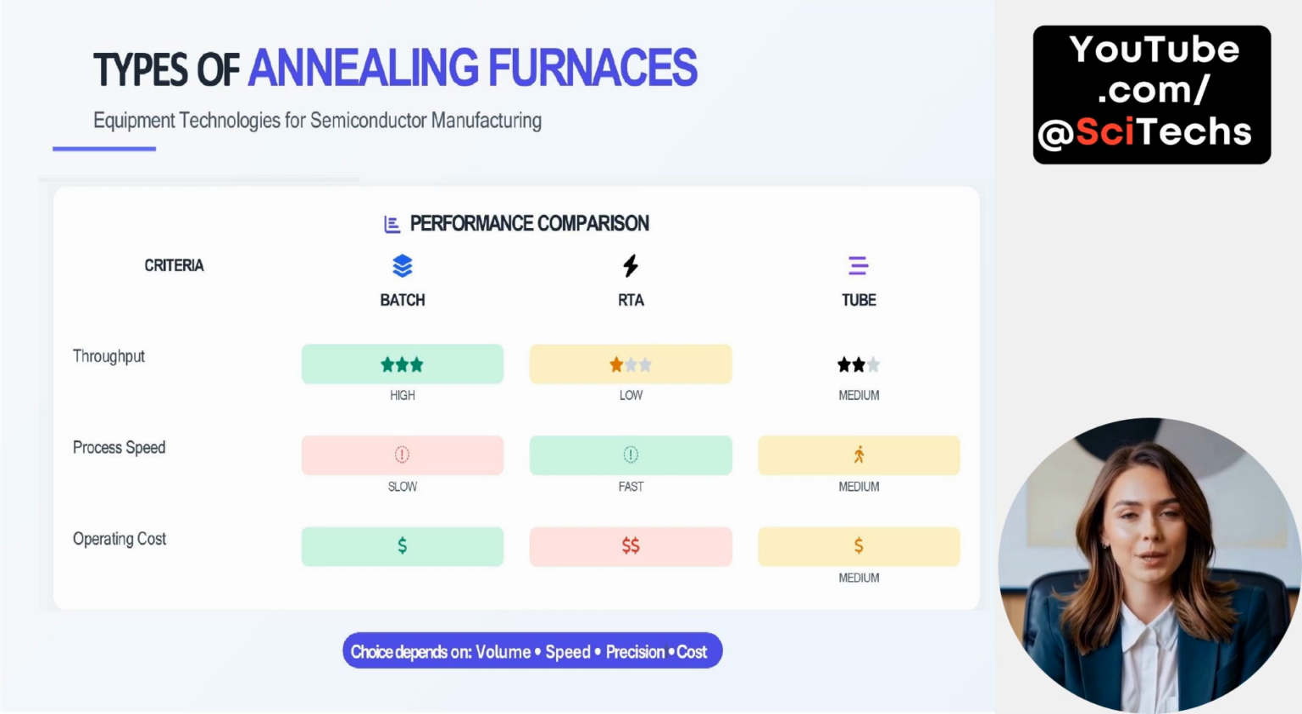Rapid thermal annealing, RTA, systems, in contrast, provide very fast process speeds, with heating rates that enable precise thermal control and minimal dopant diffusion. Yet, they have low throughput as they handle wafers one at a time and come with higher operational costs. Tube furnaces fall in between, offering medium throughput and medium processing speed. Their operating costs are also moderate, and they are well suited for continuous operations like oxidation and CVD. Ultimately, furnace selection depends on required volume, speed, precision, and cost considerations for the given process.